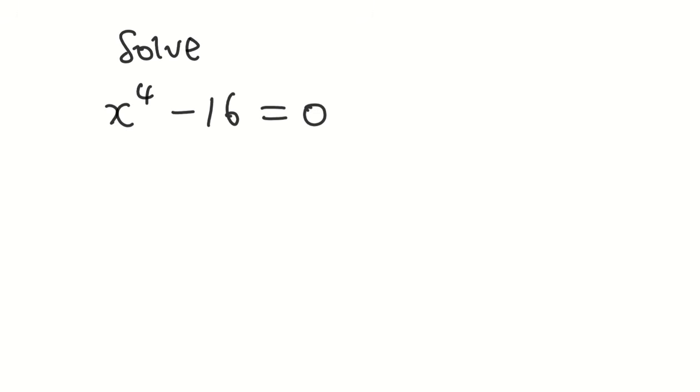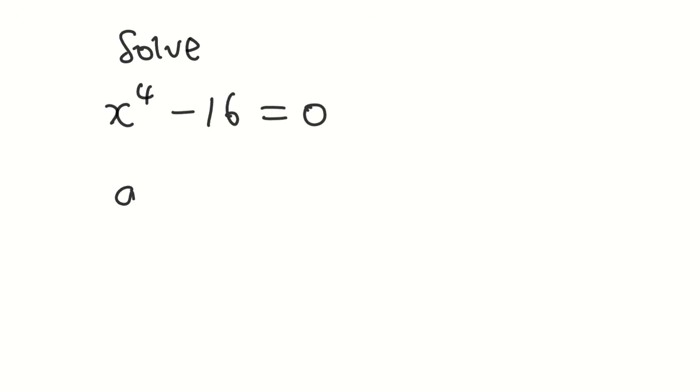In this video, we're going to be solving this equation. So what we have is x raised to the power of 4 minus 16 is equal to 0. Now, I don't know whether you are aware of difference of two squares. That is what I'm going to be using to solve this equation. I'm going to be using that rule.